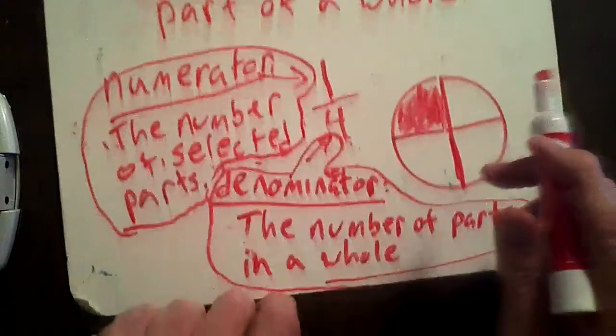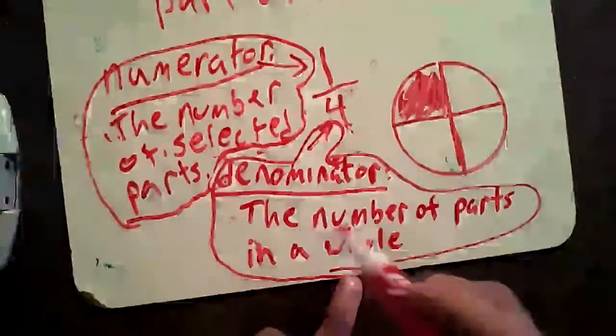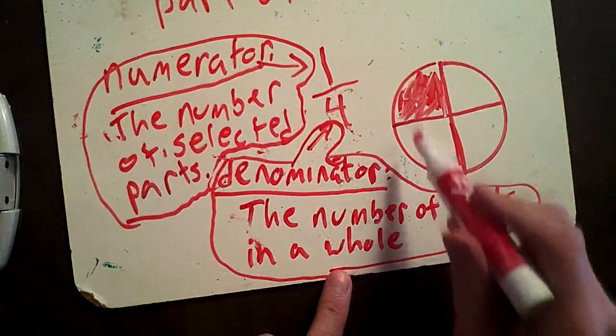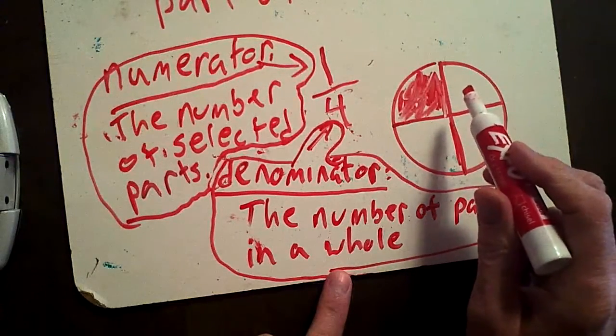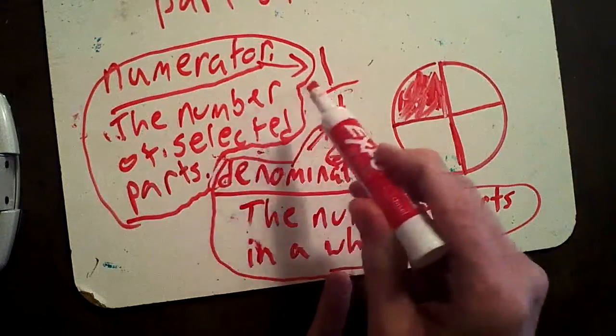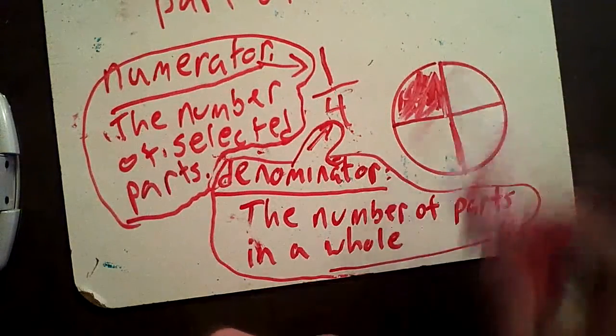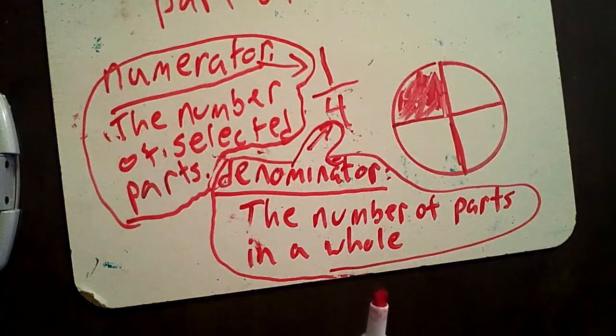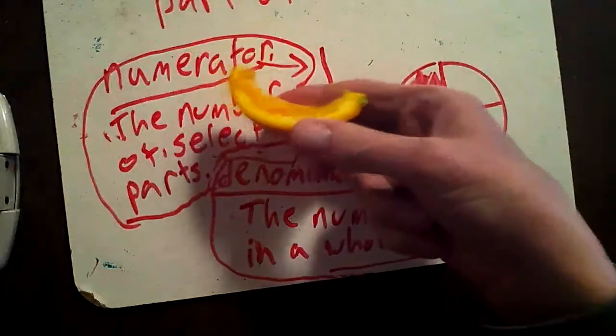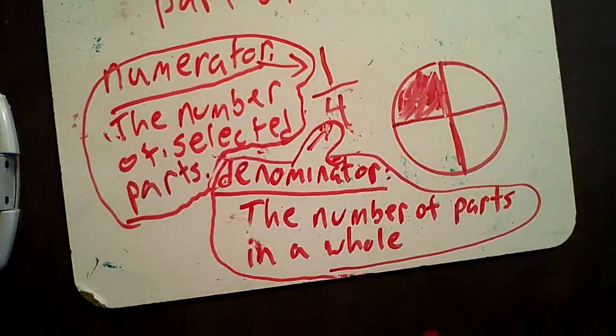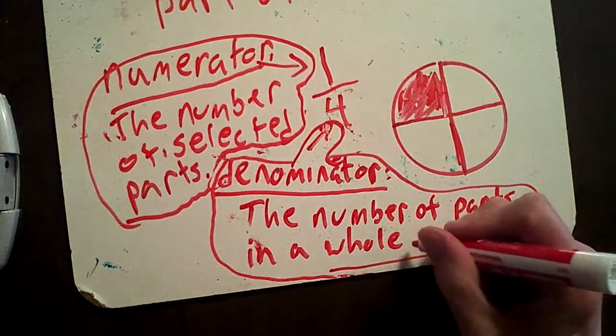Numerator and denominator. The denominator is the number of parts in the whole. In this case, there's 4 of them. And the numerator is the number of selected parts, like selected to be colored, or if it's my orange, the number of parts selected to be eaten. Like I ate this one part, I ate 1/4 of my orange. There's 3/4 sitting over there waiting for me to eat it, and I'm looking forward to it because it tastes good.